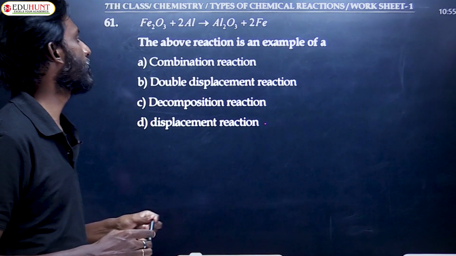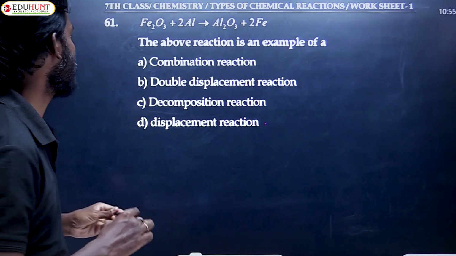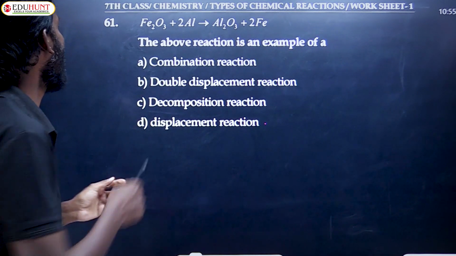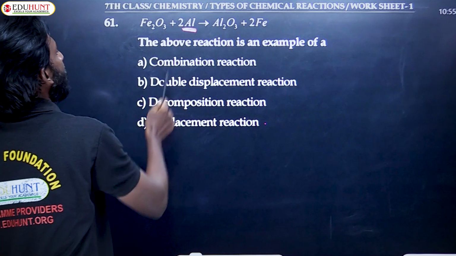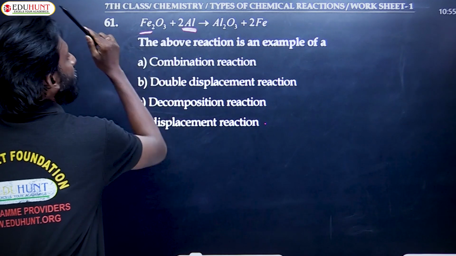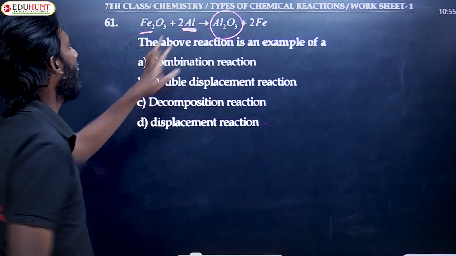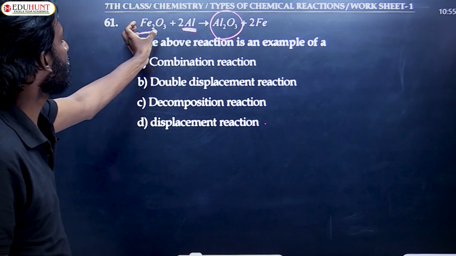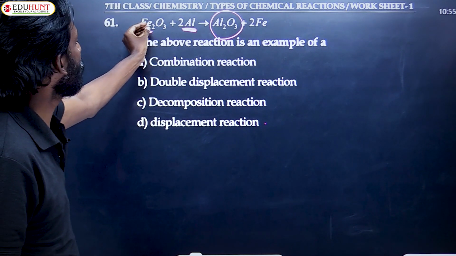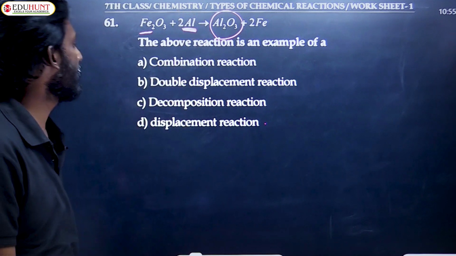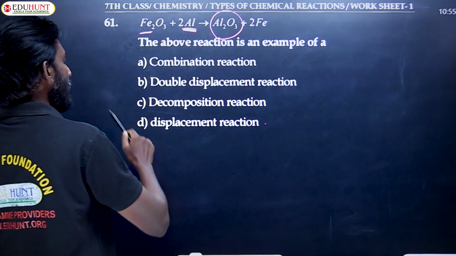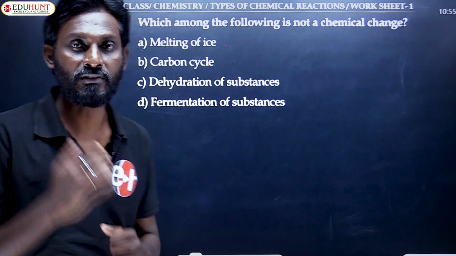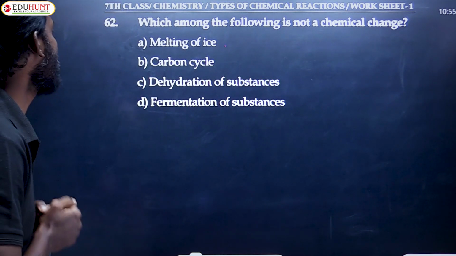Fe2O3 plus 2Al gives rise to Al2O3 and Fe. Let's see what type of reaction this is. Here aluminium displaced iron from iron oxide to give aluminium oxide. Aluminium just threw out iron from this iron oxide. Just 2Fe displaced, right? It's a displacement reaction.